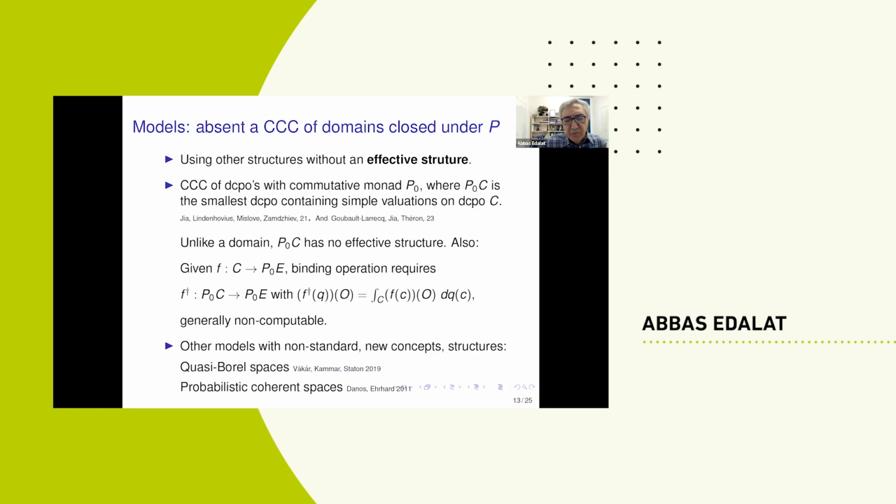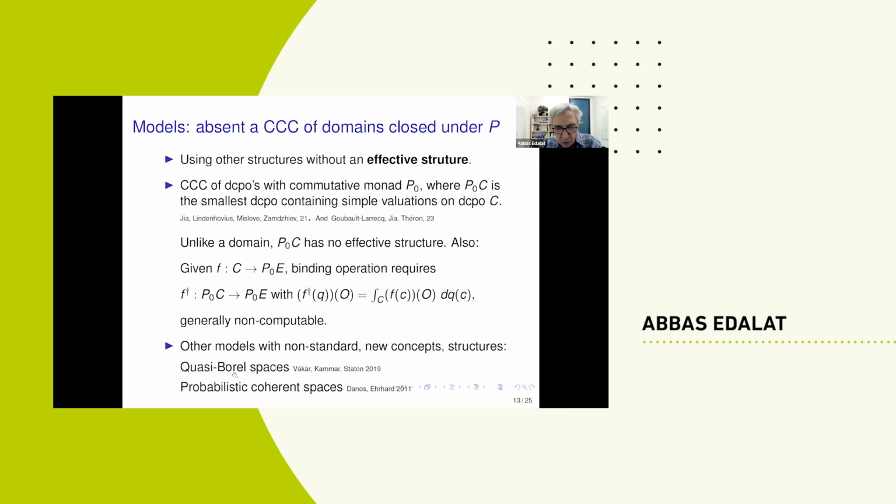So there are other models for probabilistic computation in recent years. There has been a huge interest in probabilistic computation, but they use non-standard new techniques and new structures. I've just mentioned two of them, two prominent ones: quasi-Borel spaces. There are several papers on that. I think this is a Nix paper and was followed by a Popple paper.